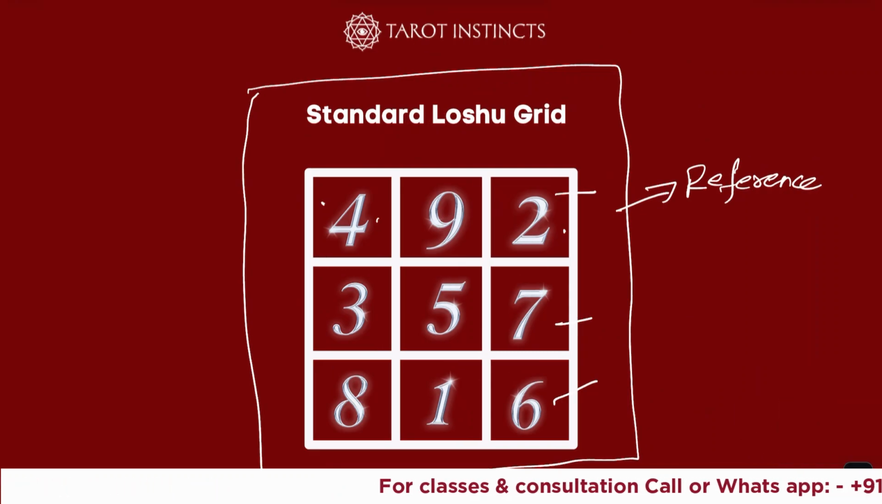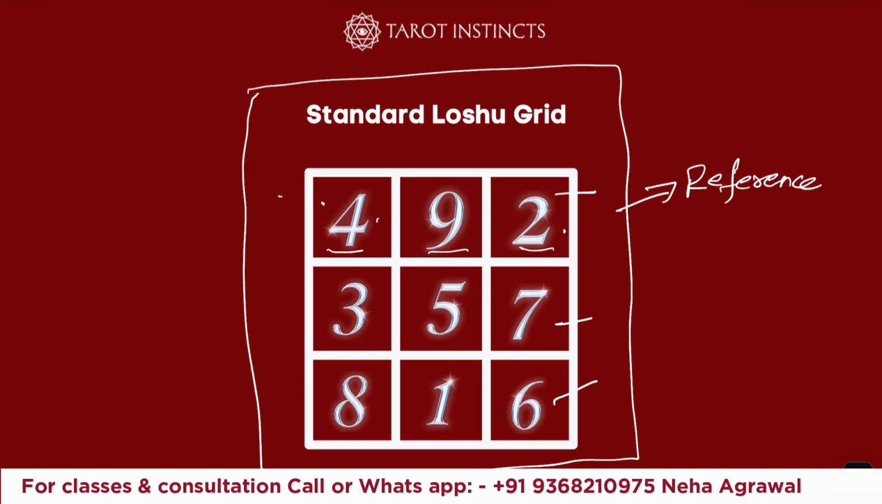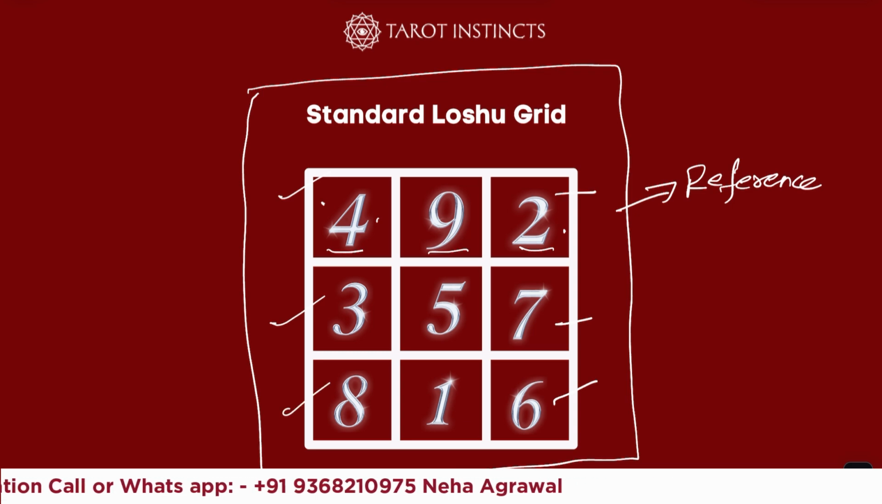So until then, this is all about the Lo Shu Grid, and until then, work on it. Try to memorize where 4 is placed and 2 is placed, where 3, 5, 7 are placed. Just try to memorize the number placed in each box so that you can easily refer to this chart and make your own version of it.